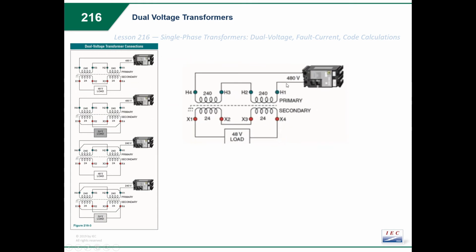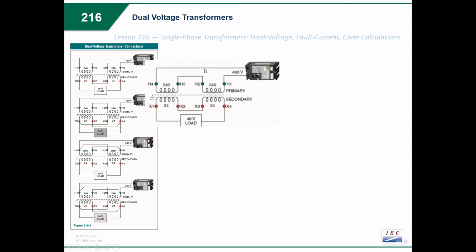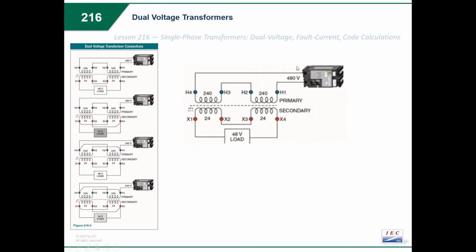So in the first case, we're feeding it with 480. We want 48 volts out. So what have they done? Remember, it's actually now a 240/480 example. So we have 240/480 primary, 24/48 secondary. So if we feed with 480, 480 is the higher of the two voltages. So we look here, we're connected in series, right?